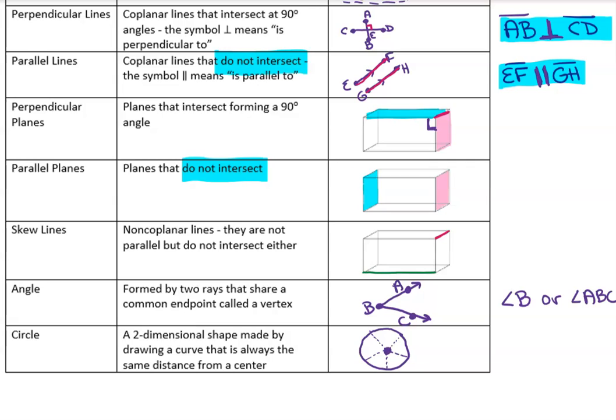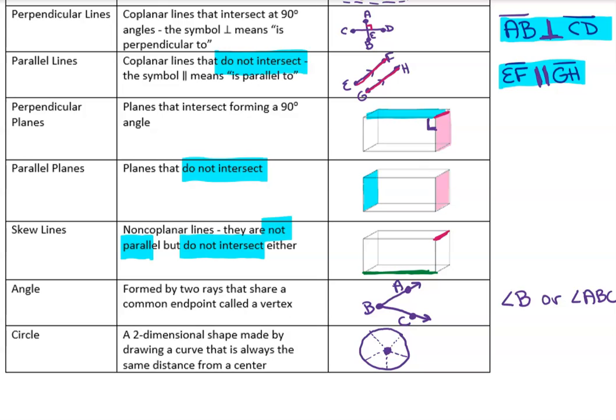Skew lines are lines that are not parallel, but again, they do not intersect. So you have this pink line right here that is going one direction, and you have this green line that's going another direction, and it will never intersect because it's on a totally separate plane.